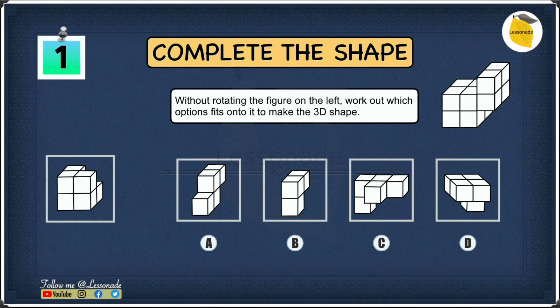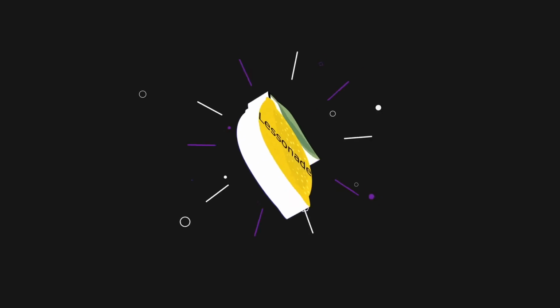In this video, you will learn 11 plus non-verbal reasoning type 15, complete the shape.